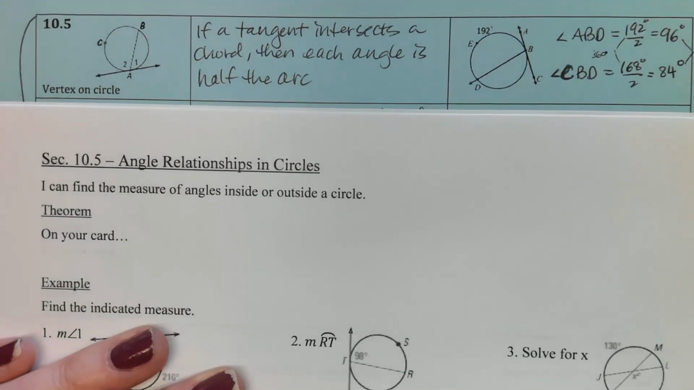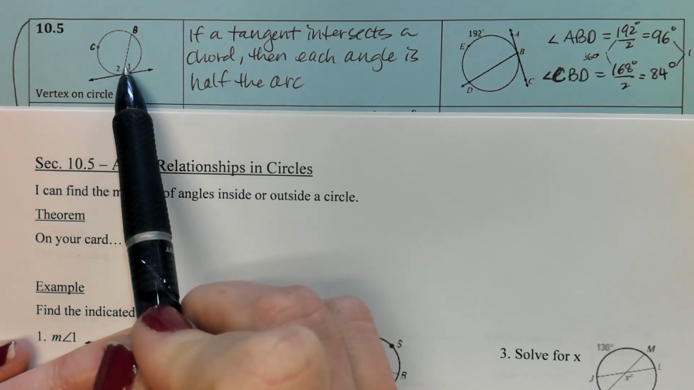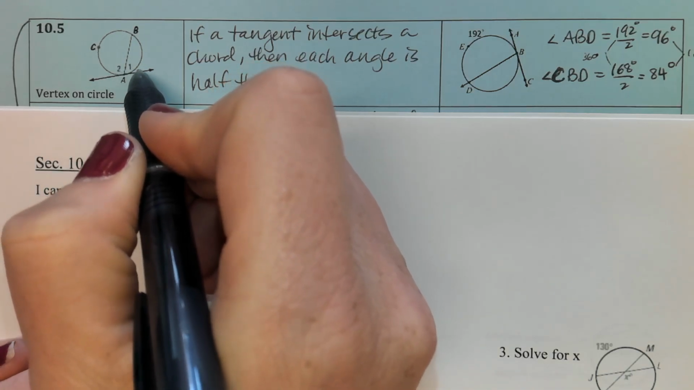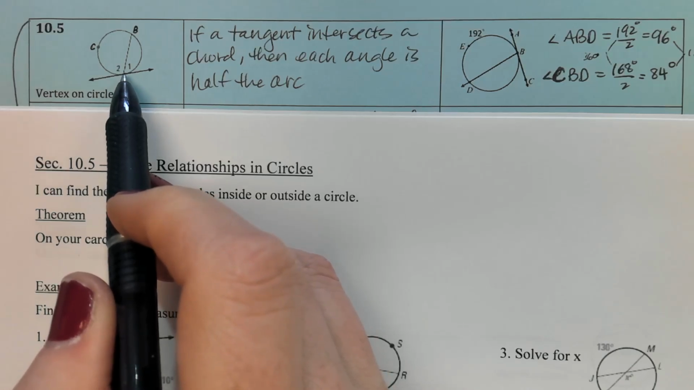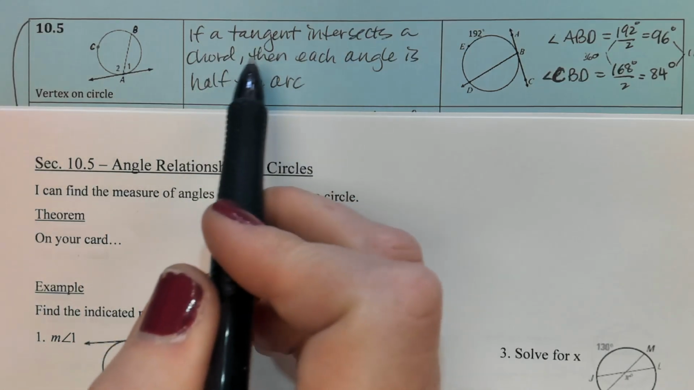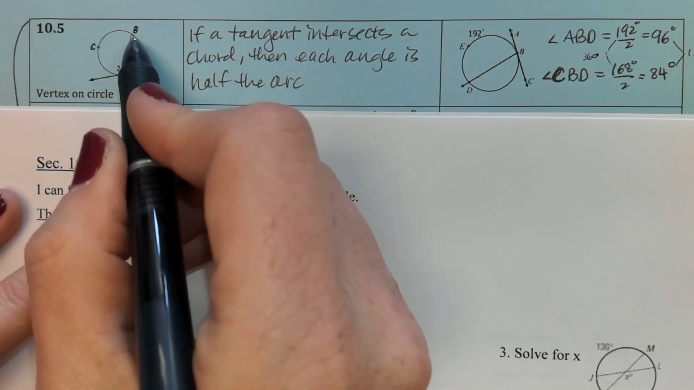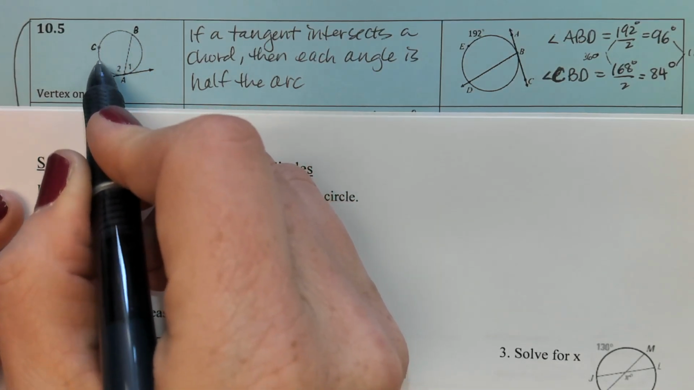So the first one, we've got a vertex on the circle. We've got these 2 angles like this. Here's your first angle right there using both of the lines, and then here's your second angle. They're kind of like an inscribed angle actually. So when a tangent and a chord meet, each angle is half of its arc. So this angle 1 is half of this arc AB, and this angle 2 is half of this major arc BCA.